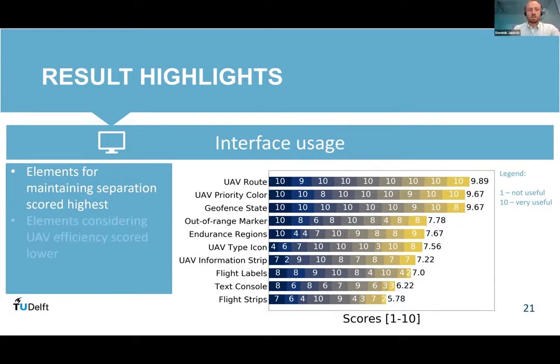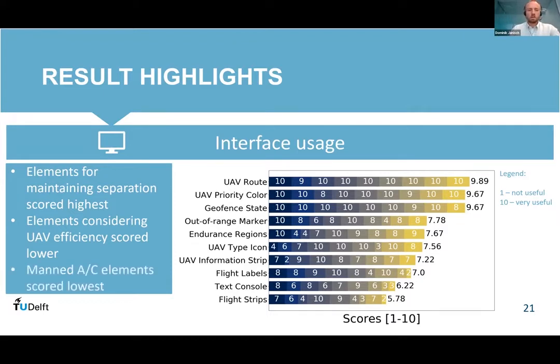Then elements regarding the efficiency of vehicles scored a bit lower. This was also supported by the strategy that we observed, that efficiency would be last. So the indications were not really actively considered when a conflict was found, but the controllers did mention that when they did consider UAV efficiency, the indications of range and mission parameters were useful in understanding what they could do to help these UAVs pass more efficiently.